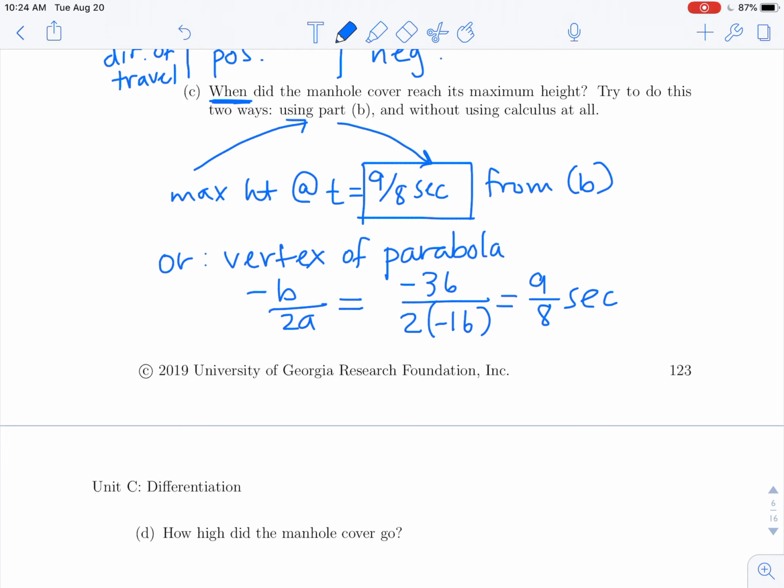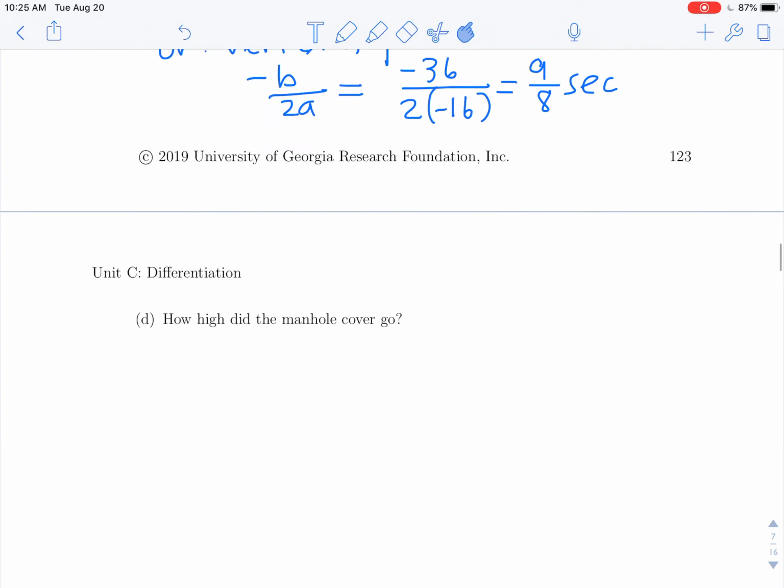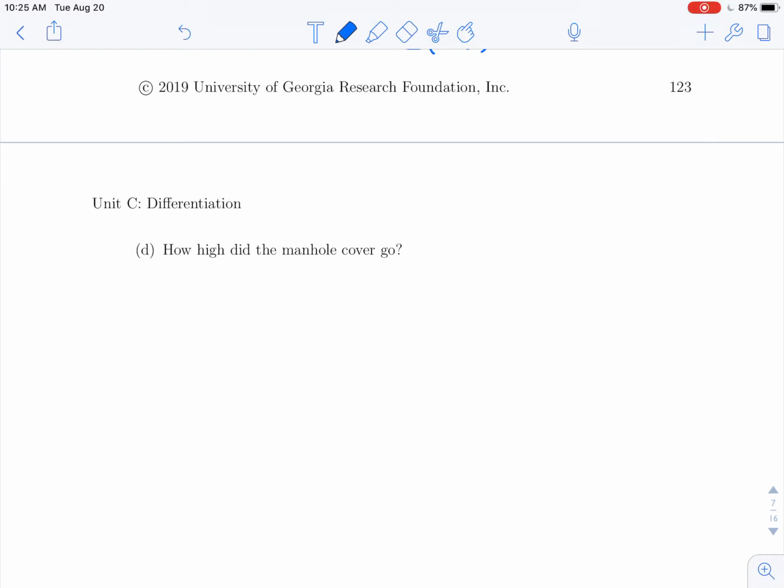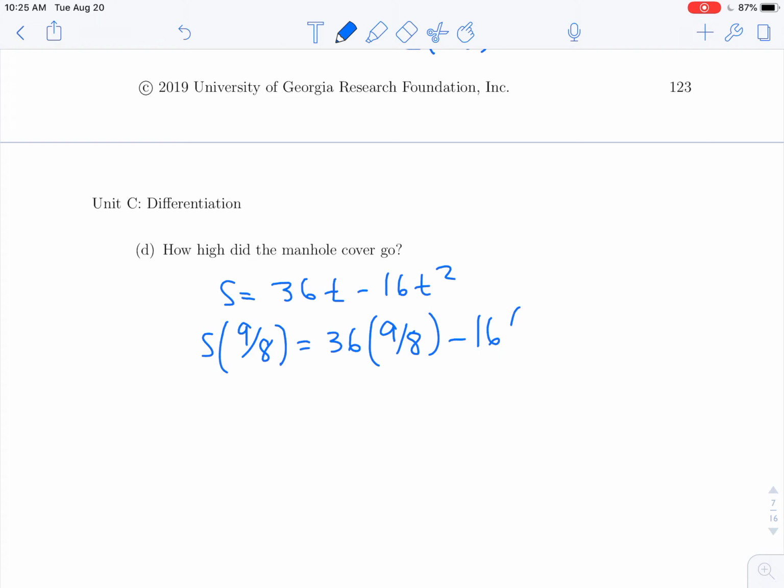And I anticipated my next question because part D says, how high did the manhole cover go? So we know that the maximum height was reached at 9/8 of a second. So if we want to know how high the manhole cover went, we have to take that 9/8 of a second and plug it in to our height function. So S equals 36t minus 16t squared. Plug in 9/8.